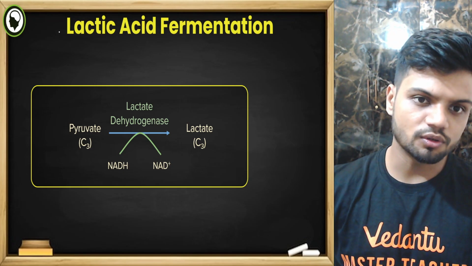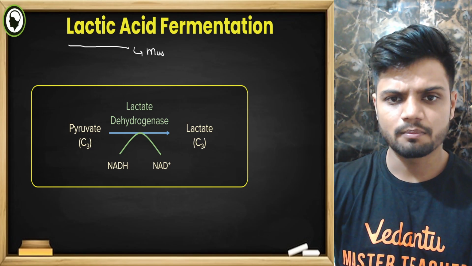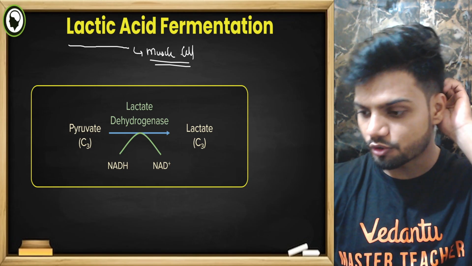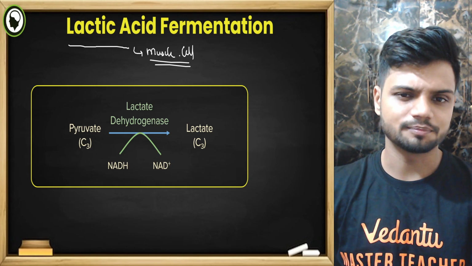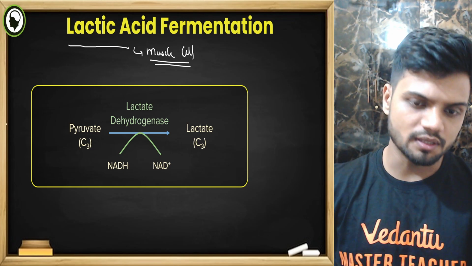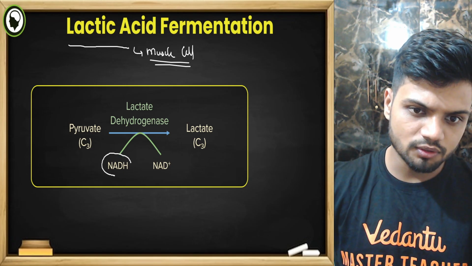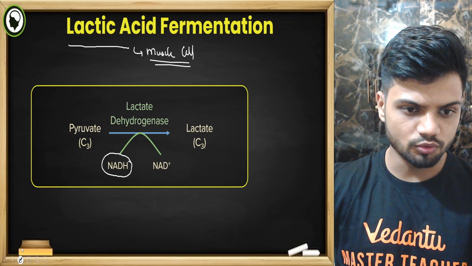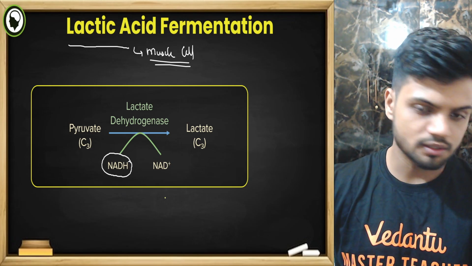Now, the first one is lactic acid fermentation, which happens in muscle cells. Say you had to play on sports day. Suddenly there is lactic acid in your muscle cells, and that's why you're not able to play really well. Now, what is happening here, friends, is that this particular NADH is undergoing oxidation.